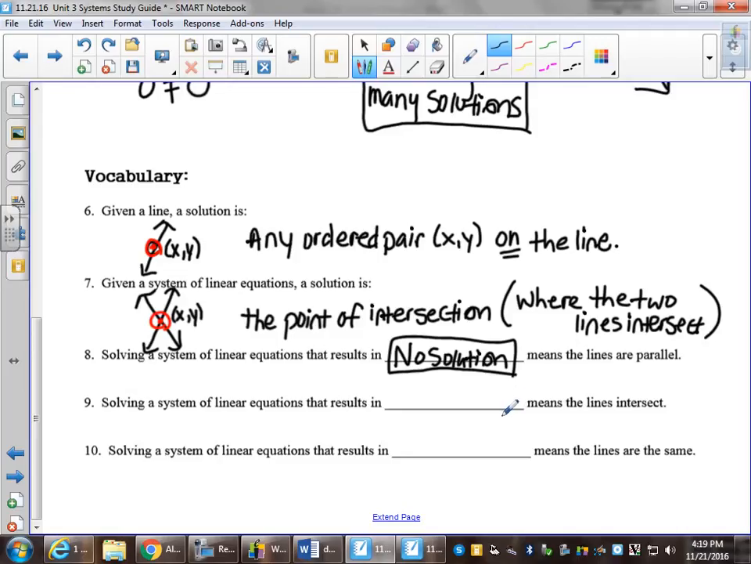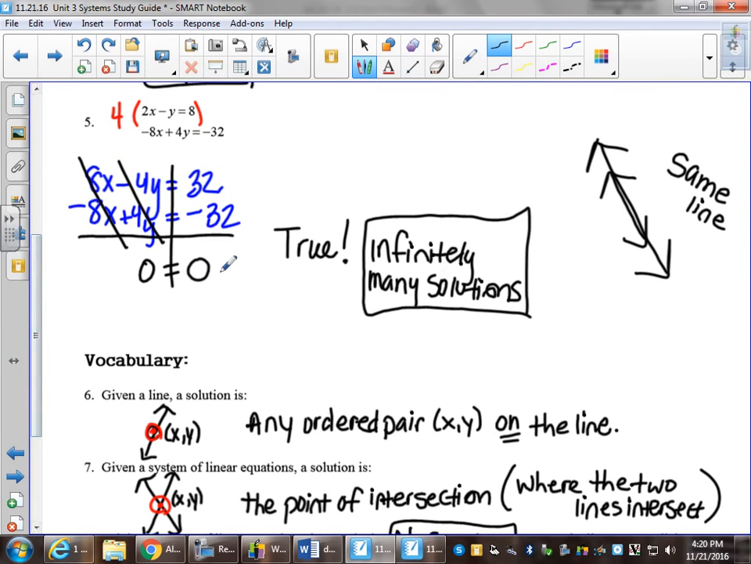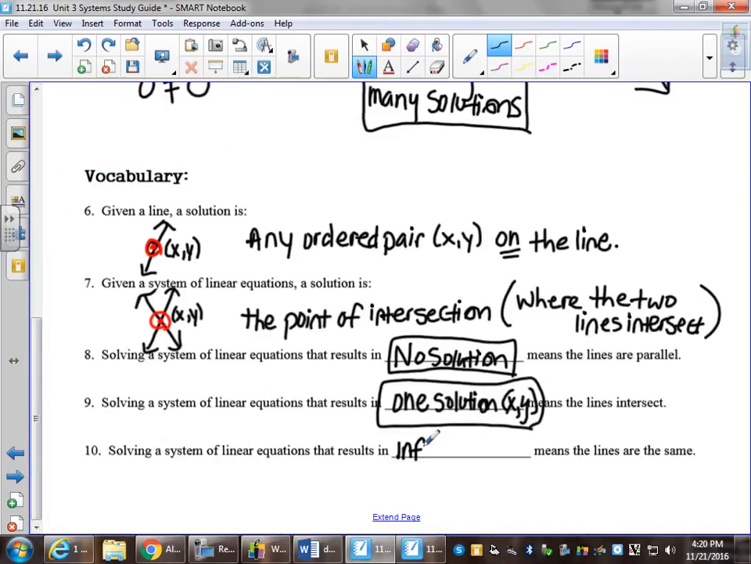Solving a system of linear equations that results in blank means the lines intersect. Well, if the lines intersect, I have a single ordered pair. So one solution, one ordered pair where those lines intersect. And then finally, solving a system of linear equations that results in blank means the lines are the same. Well, look what happened here. The lines are the same in number 5, infinitely many solutions. Means the lines are the same.